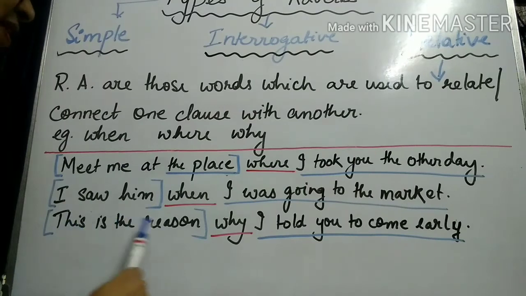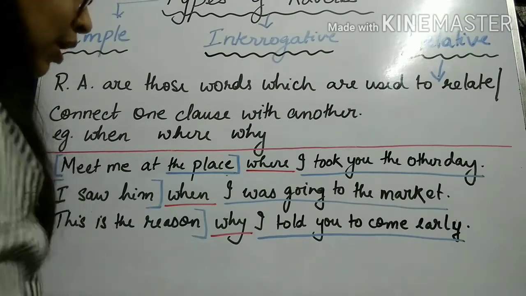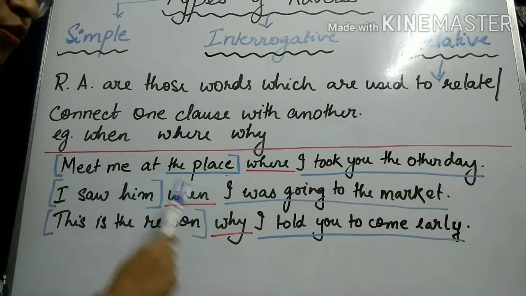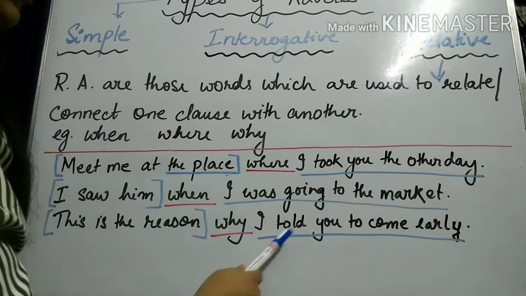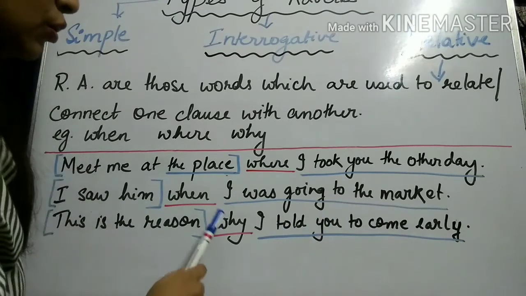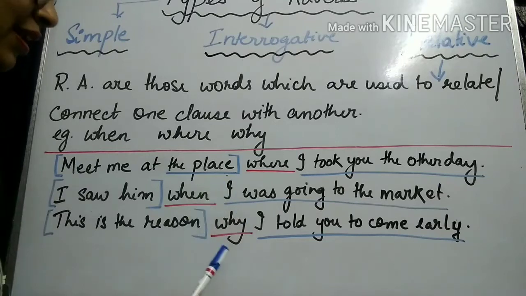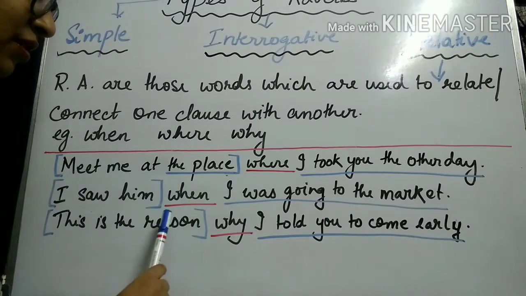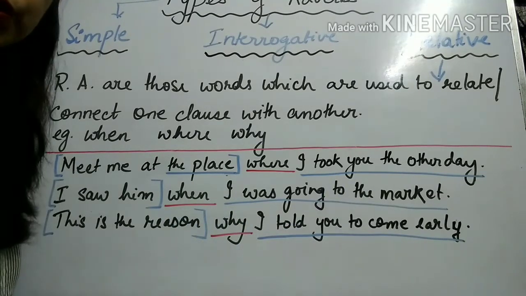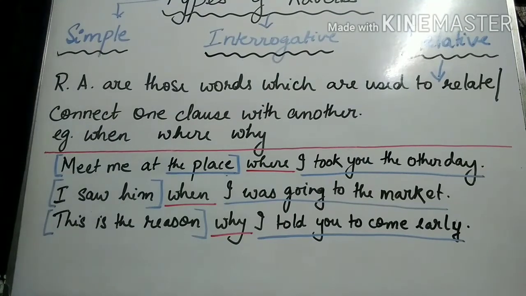And the third one, this is the reason why I told you to come early. So this is the reason, this is one clause, and another clause is I told you to come early. So the word why is connecting this reason to why I told you to come early.